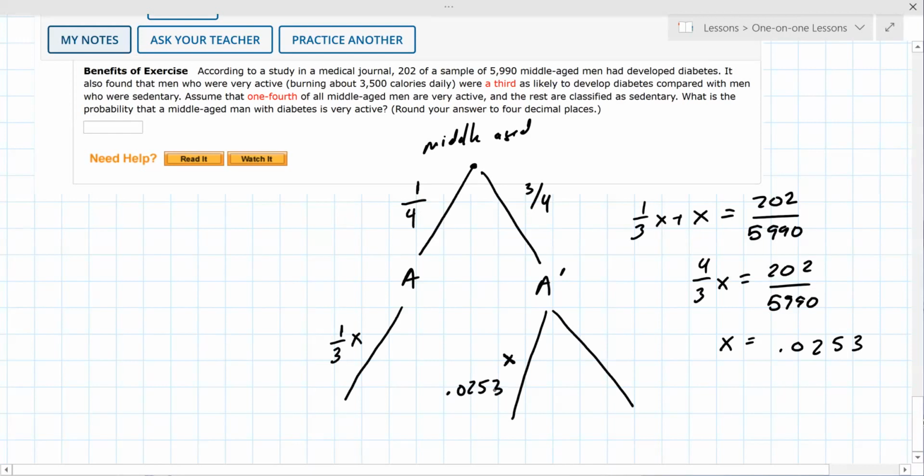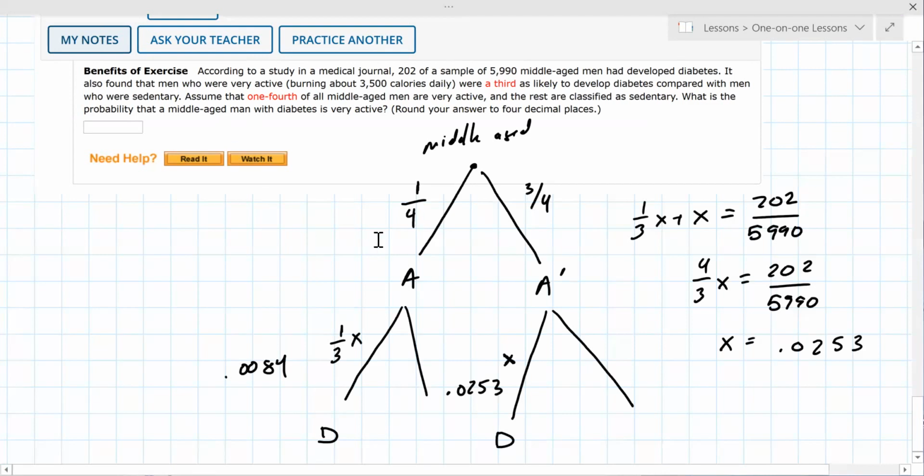And then 1/3 x is going to be a third of that number to get it. So let's do one third of that. So this ends up being 0.0084. All right. Now, this is the fact that they get diabetes, and the other one would be not diabetes.